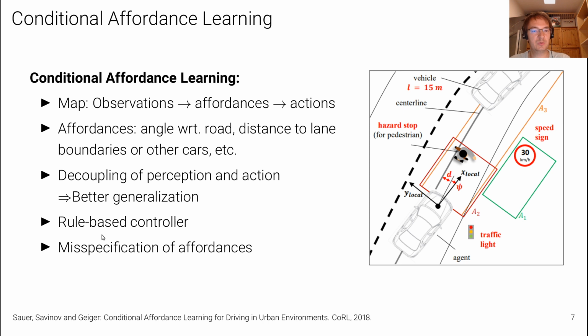And one important problem of this approach is misspecification of affordances, which happens quite easily, which means that if the set of affordances is not specified such that it fits all scenarios, like for instance, if the affordances are not determined in a way that they also hold for intersection scenarios, then the model, of course, will not work in these scenarios.